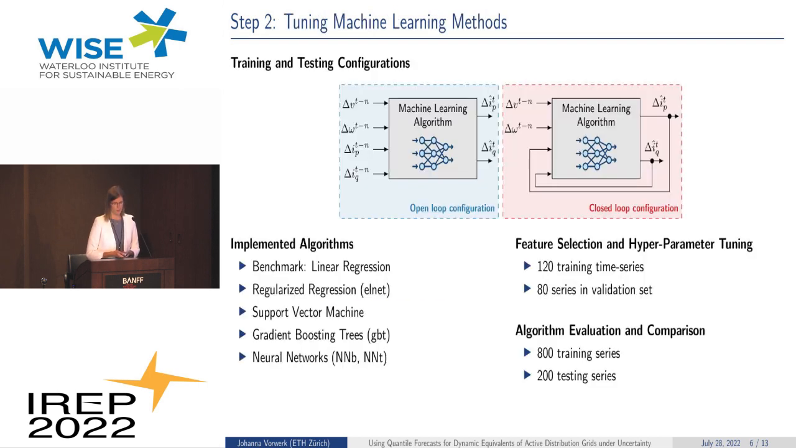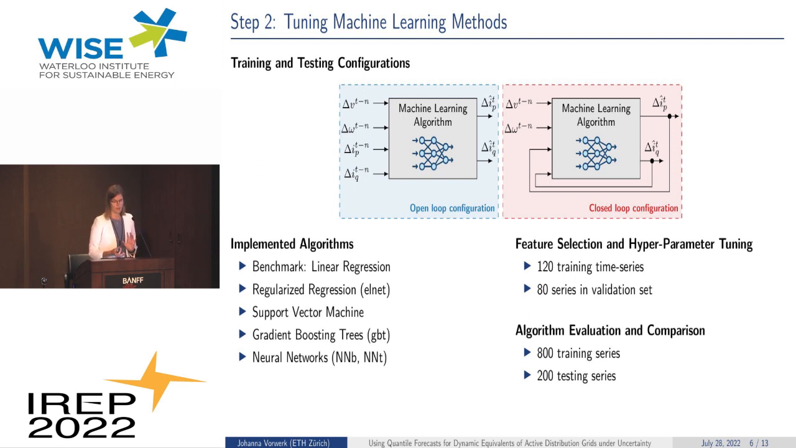So the next step was to tune the machine learning methods. The implemented algorithms you can see here on the left-hand side. We have not included the support vector machine in the results because they were generally poor, and there is also no quantile version of it. We have decided to also use former inputs. So as you can see, our inputs are not just voltage and frequency, but we also use former currents.